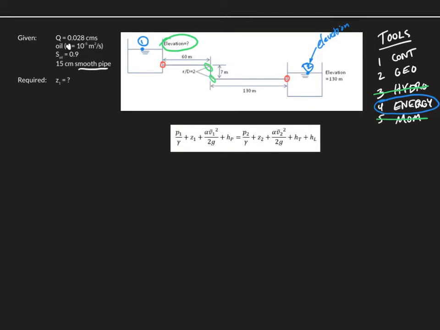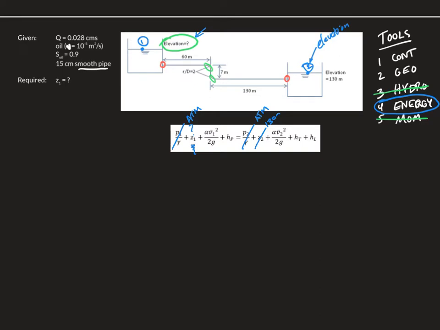Okay, so if we look at this, we're going to walk through and get rid of terms. Pressure 1 and pressure 2 are both atmospheric, so those go away. Z1 is what we're looking for, so this gets a beautiful question mark. Z2 is 130. Again, you could make that 0 if you wanted to, but then your answer for Z1 would be relative to Z2 instead of relative to the elevation, which is what the question was. It was the elevation.